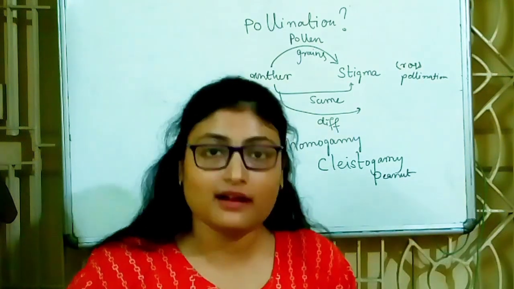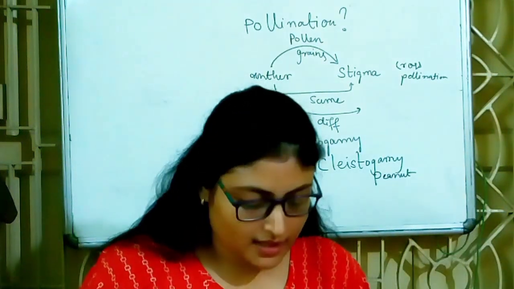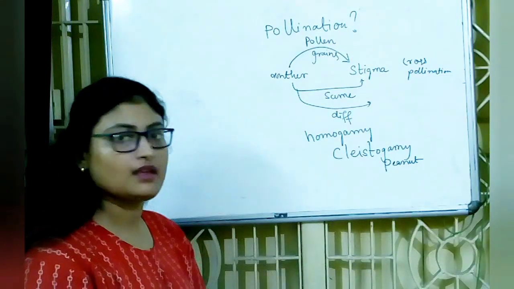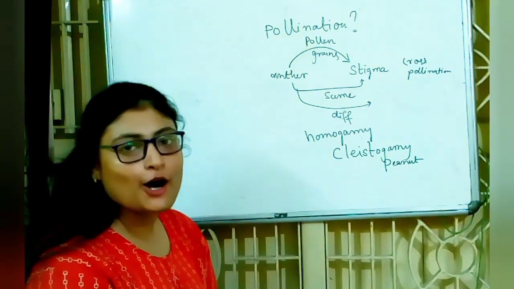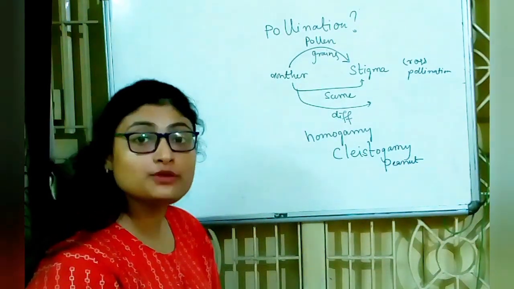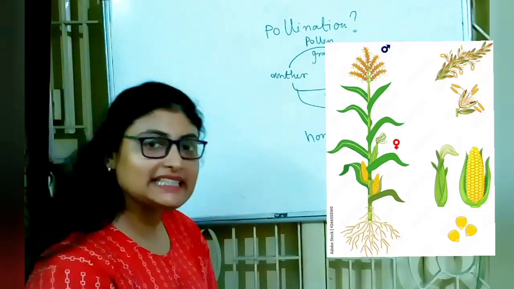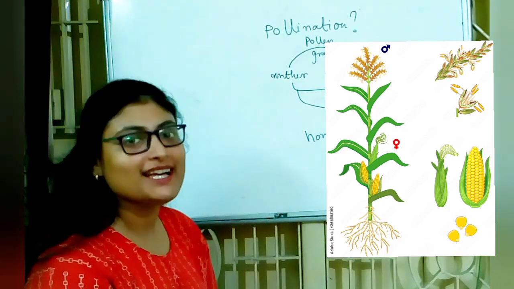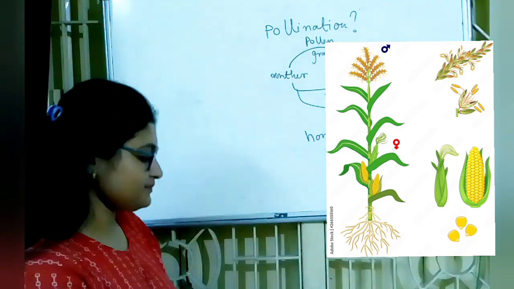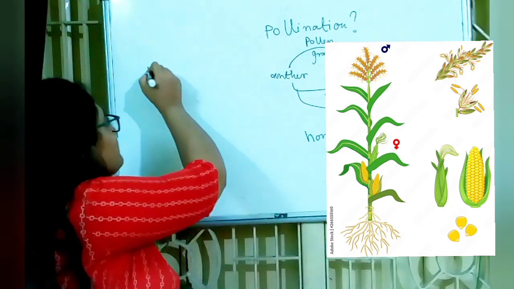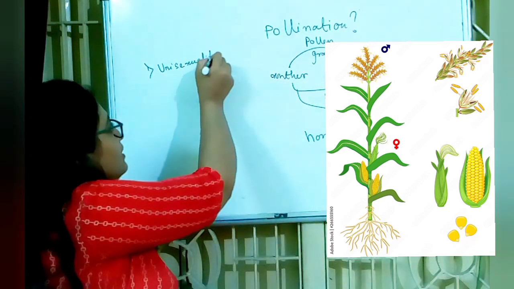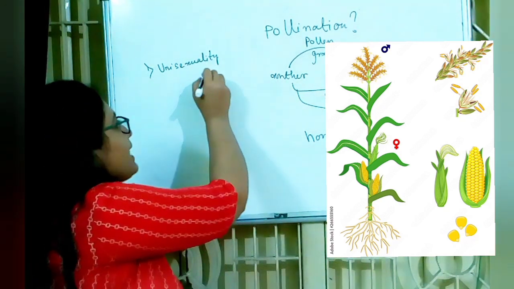Okay, now there are some adaptations for cross-pollination as well. So the first kind of adaptation in cross-pollination is unisexuality. That means either the male part or the female part is present in one flower. That means unisexuality. So where can we find it? In maize.